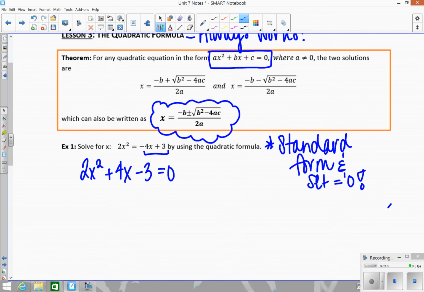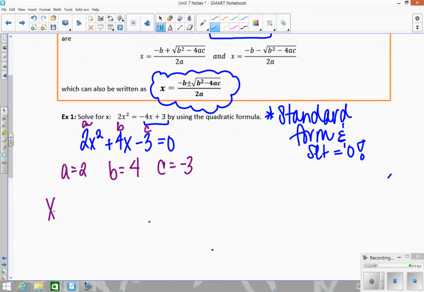Then you need to identify what a, b, and c are, according to my standard form up here, ax squared plus bx plus c. The a is always the number in front of x squared, b is the number in front of x, and c is the number at the end. So we have a equals 2, b equals positive 4, and c equals negative 3. You always keep the signs in front of these numbers too, so just keep that in mind.